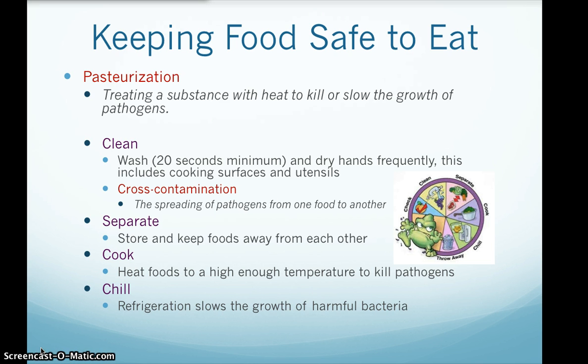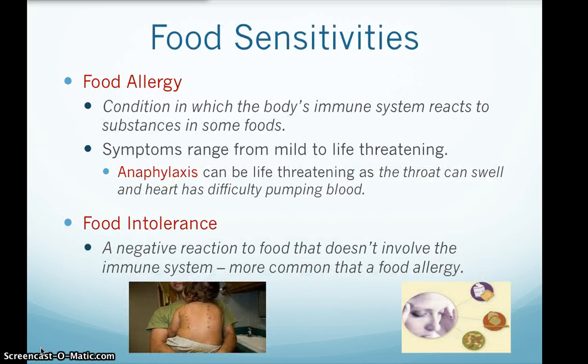Cook. Heat foods to a high enough temperature to kill pathogens. A lot of times when you look at a cookbook, especially when you're cooking meats, it will tell you what the temperature of that meat is going to be to let you know if it is done. A lot of us in this day and age probably have a meat thermometer, something that we can stick into the meat to make sure that it is safe to eat. And then chill. Refrigeration slows down the growth of harmful bacteria. So once we've decided that we are going to maybe, quote unquote, have a leftover or keep something for a later date, it's important that we chill it and get it in the refrigerator as soon as possible.